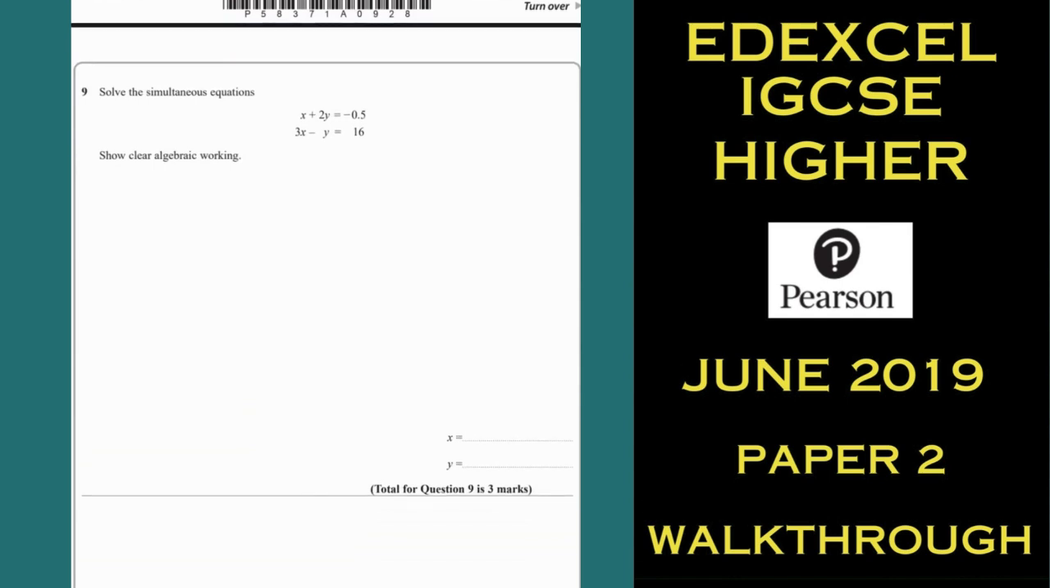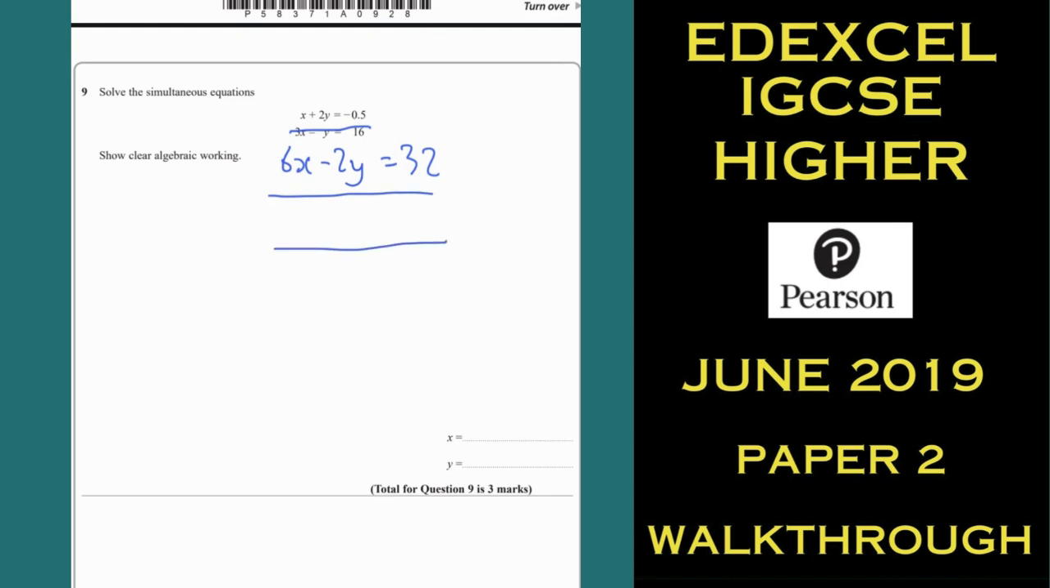Number 9, there's a few bog standard questions on this paper, and here's another one. Bog standard simultaneous equations. You can treble the top one to make the x's the same. I opted to double the bottom one. So let's take the second equation, rewrite it as 6x minus 2y equals 32. Because I've made the y's have a 2 in front of them, they're what I'm interested in.